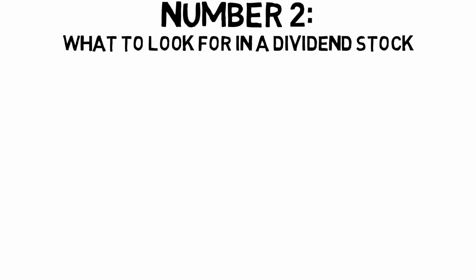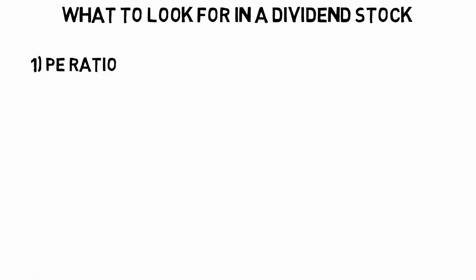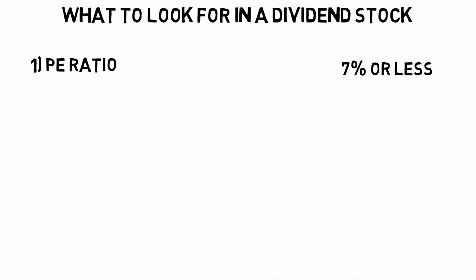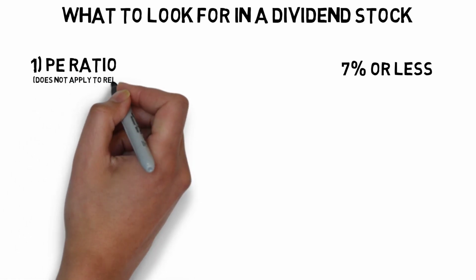Number 2. What to look for in a dividend stock. The first thing I would do when analysing a dividend stock is to check the PE ratio. Ideally, I like to see a PE ratio of 7% or less, other than for REITs of course, as they operate differently to your typical companies.